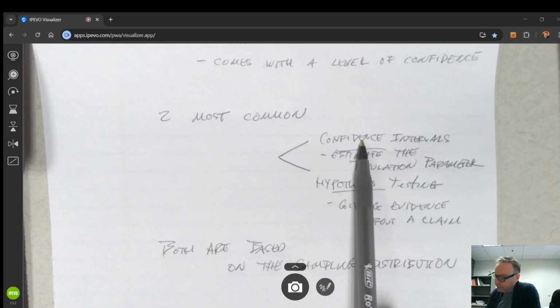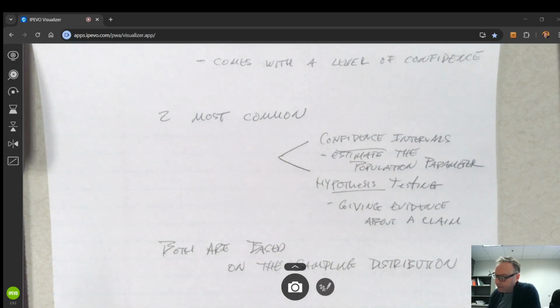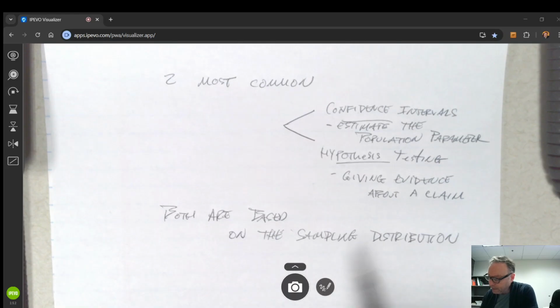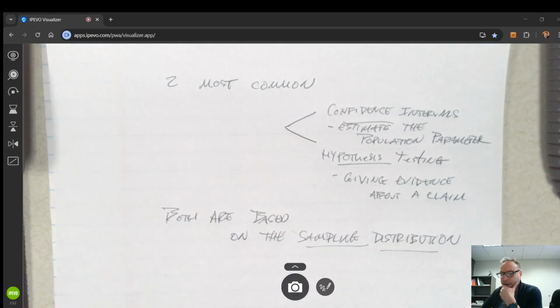Chapter 6 is confidence intervals, and chapters 7 and 8 are hypothesis testing. And both of these are based on the sampling distribution. That's why we spent so much time in chapter 5 talking about that, because statistics is based on the sampling distribution. Not necessarily on the distribution of the population, but on the distribution of the statistic, the sampling statistic. So anyway, that was a quick run through of an intro to this section, and let's go ahead and get started with confidence intervals.